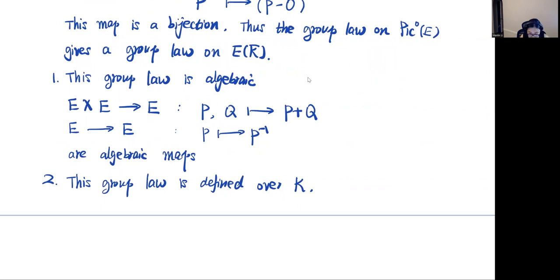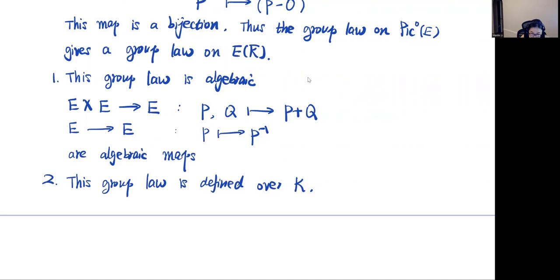And in general, projective varieties with a group law are exactly the objects called abelian varieties, which is the topic of the coming arithmetic school. And the curve is a one-dimensional special case of an abelian variety. Okay, great. So now I have introduced what an elliptic curve is.